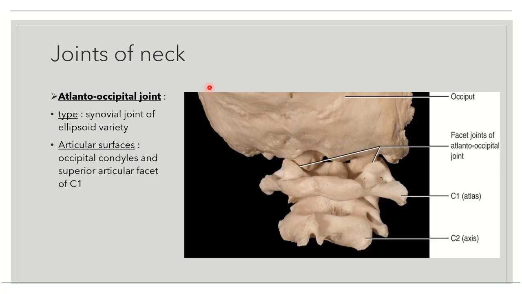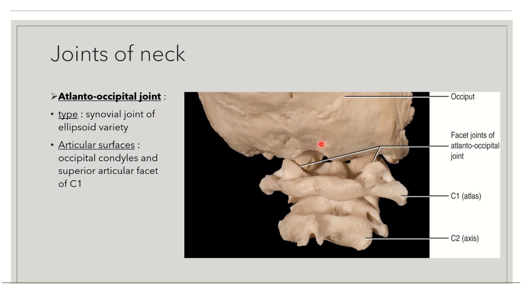So up till now we are done with the prevertebral muscles, paravertebral muscles and vertebral artery. Now comes the third constituent of the prevertebral region, that is joints of the neck, and they include atlanto-occipital joint and atlanto-axial joint. First of all, we will see the atlanto-occipital joint. This is a synovial joint of ellipsoid variety.